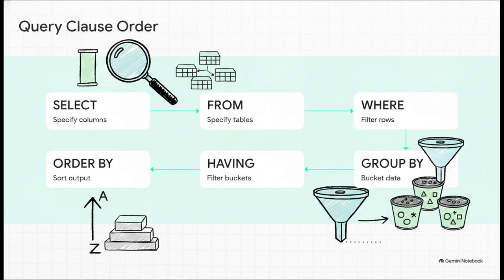You always start with SELECT, which tells the system exactly what columns you want to see. Next is FROM, to specify which table the data lives in. Then comes WHERE, which filters the individual rows based on a specific condition. After that, we have GROUP BY, which gathers those filtered rows into specific buckets or categories. HAVING then acts as a filter for those grouped buckets. And finally, ORDER BY sorts your final output before it's displayed on the screen. Building your query step by step in this exact sequence is the secret to clean, functioning SQL.